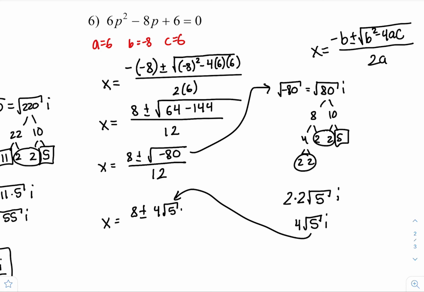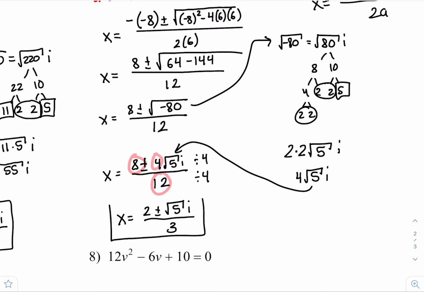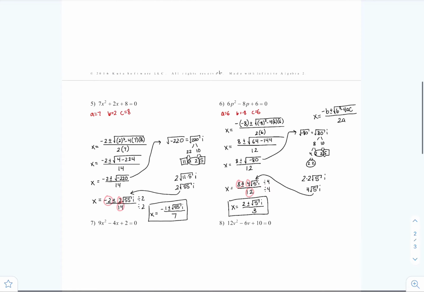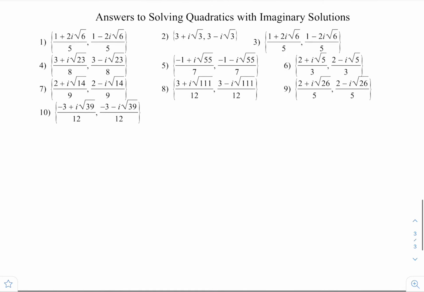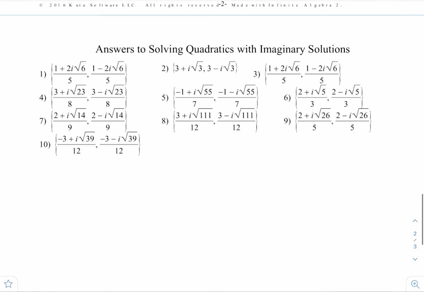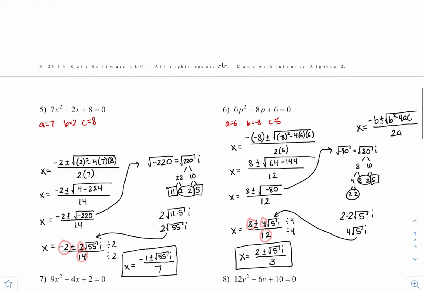So the square root of negative 80 is this 4 square root of 5i, since we simplified it over there, all over 12. Now I notice I can factor something out of 8, 4, and 12, so I can divide top and bottom by 4. So x is going to equal 2 plus or minus the square root of 5i all over 3. And just to check to make sure, and that is your answer.